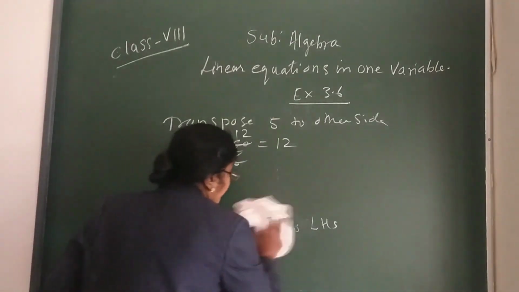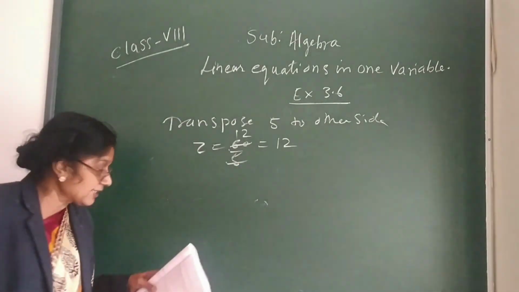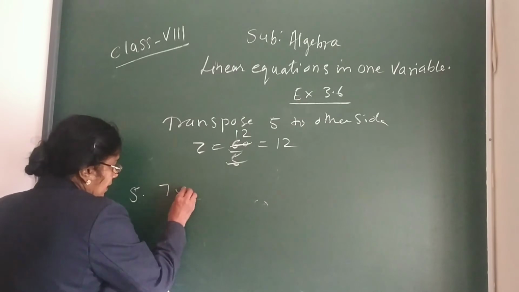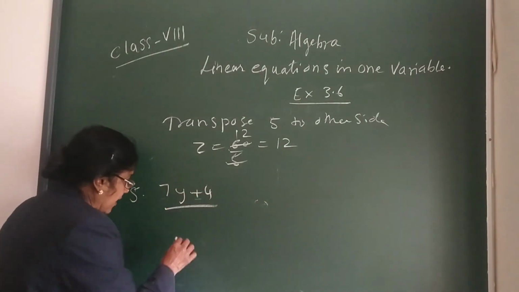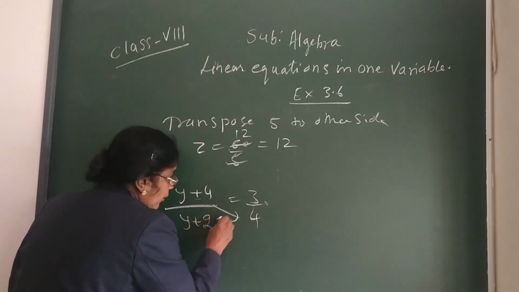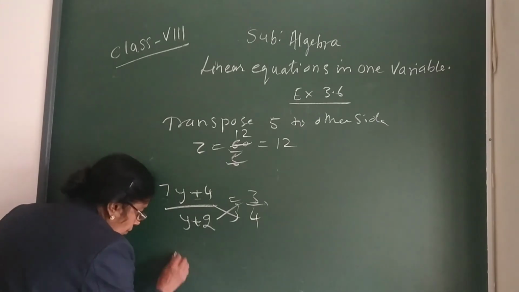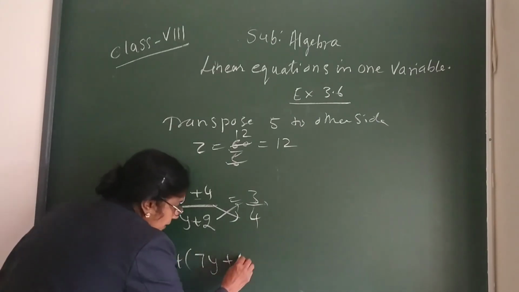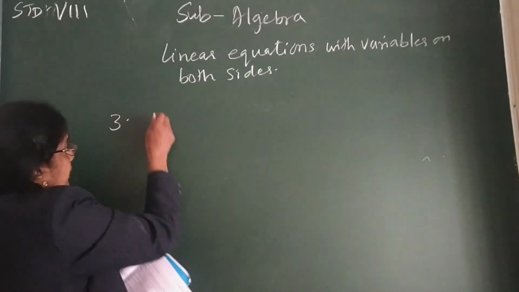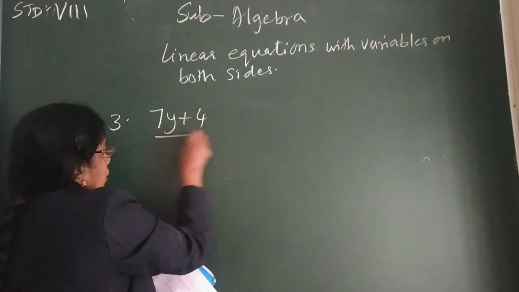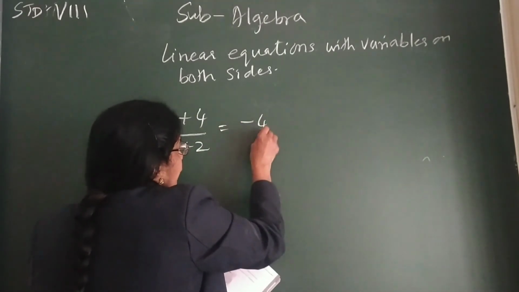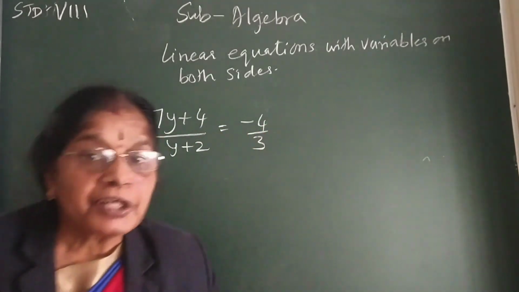Now the last sum I am going to do in this exercise. That much is enough for you for linear equations in one variable. The next sum: two sums we saw, let us see now the third sum. What is the third sum given? Let us see. (7y plus 4) divided by (y plus 2) is equal to minus 4 by 3. So this is given. So what shall we do now?